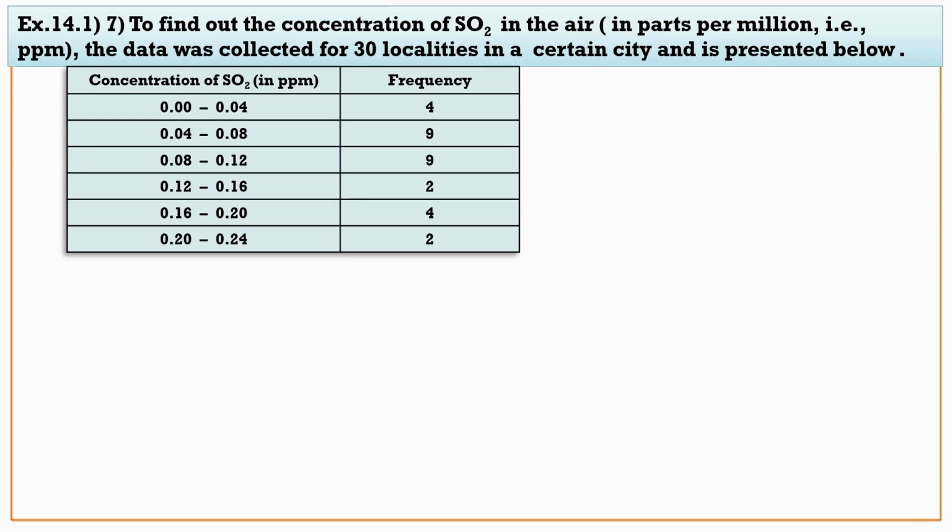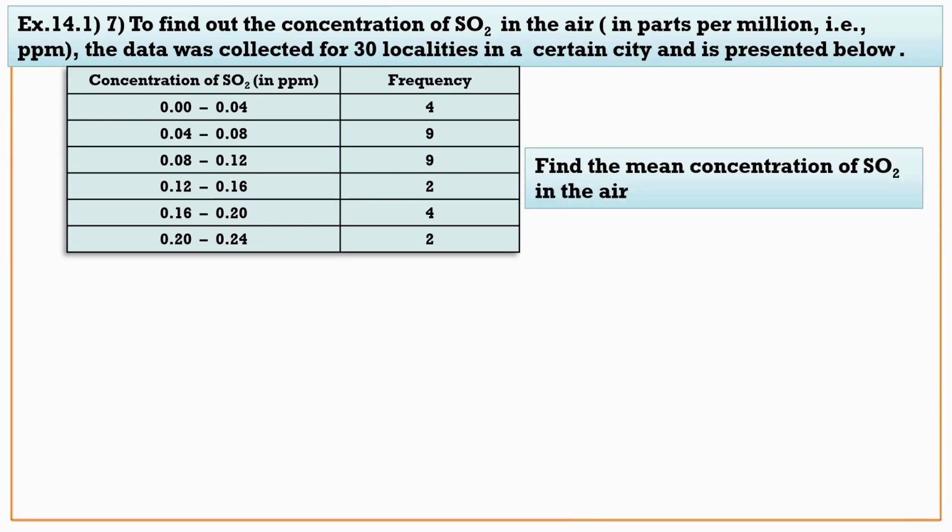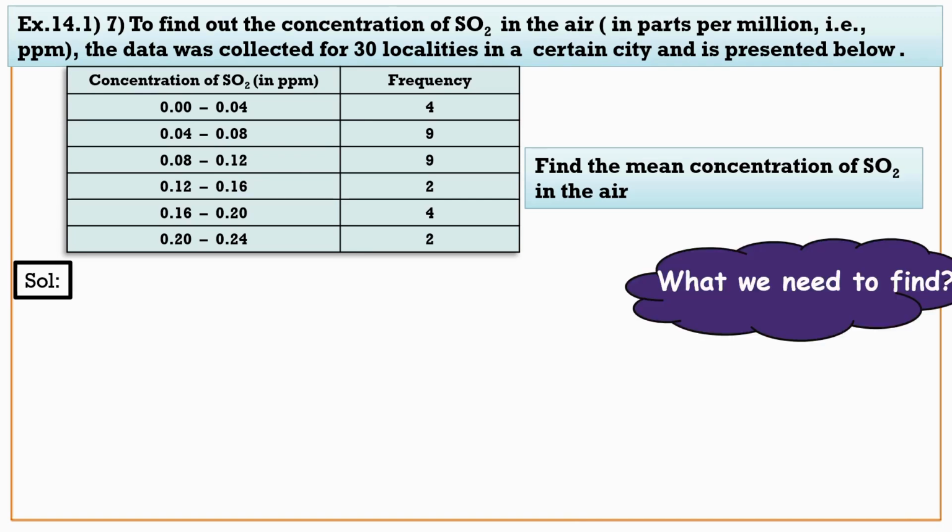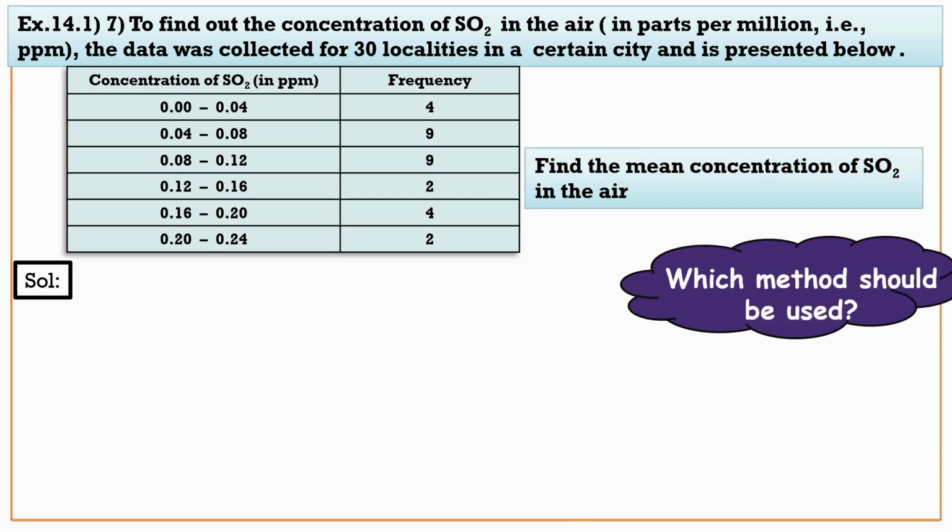Okay, so now what we need to find out over here? We need to find the mean concentration of SO2 in the air. So let's make the table. So which method should we use? So we are going to use over here the direct method. So direct method, as I already told you, is normally used for small values.